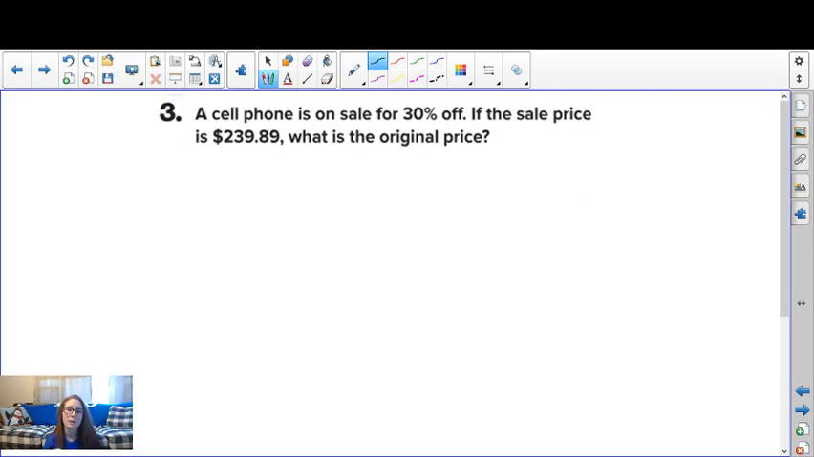Now, number 3, a cell phone is on sale for 30% off. If the sales price is $239.89, what is the original price? So we can work backwards now.